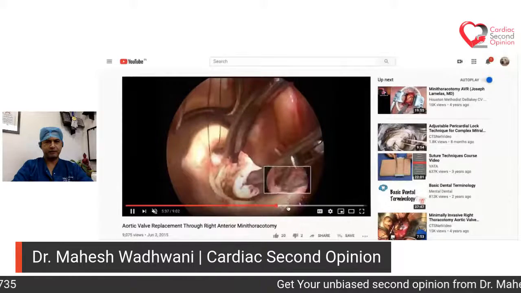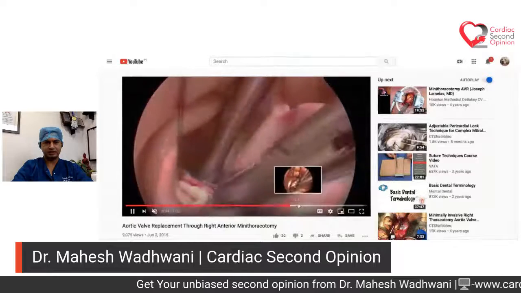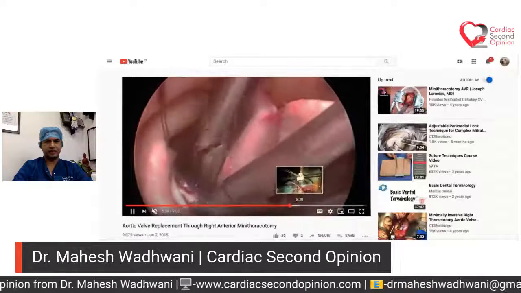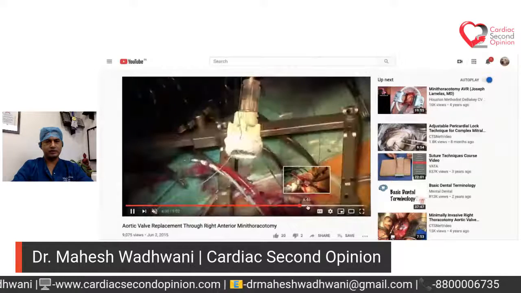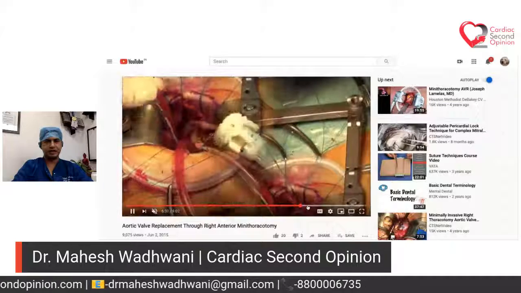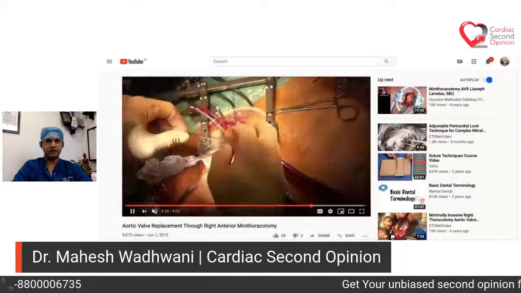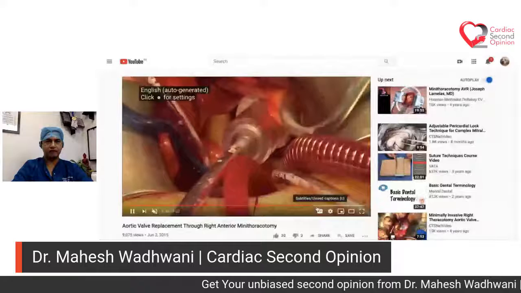After removing the valve completely, we start taking stitches. These stitches are taken in that position to secure the valve in the correct plane. And once all the stitches are taken, this valve is implanted inside. This is a surgical valve replacement being done. The technology here is surgical valve replacement.